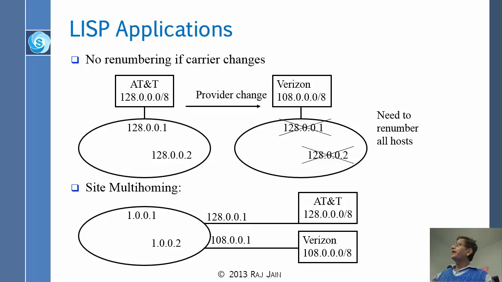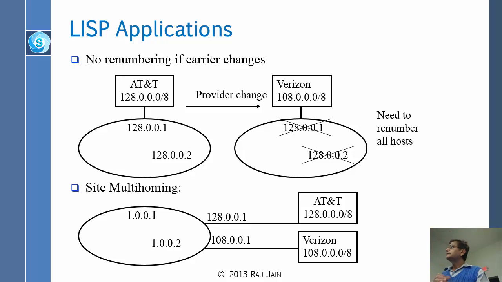So basically, the problem was that every time you change the carrier, your address changed. For example, if you are with AT&T, and AT&T has gotten the allocation of 128, and you connect to AT&T, they give you a number which starts with 128. And then you go to Verizon, and they start with 108. Then you have to renumber all your servers, because people are going to reach those web servers, those FTP servers, and all of them. Now they will have a new IP address. When you change the carrier, the IP address changes, and this was a big problem.